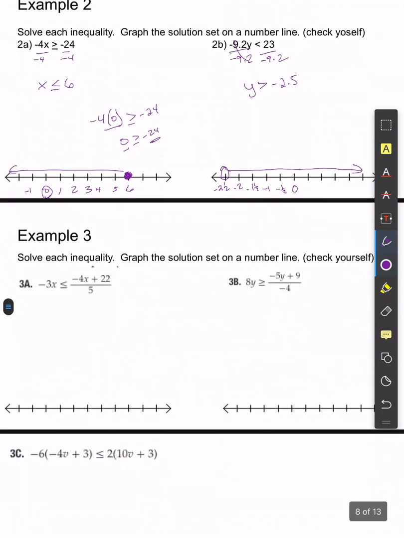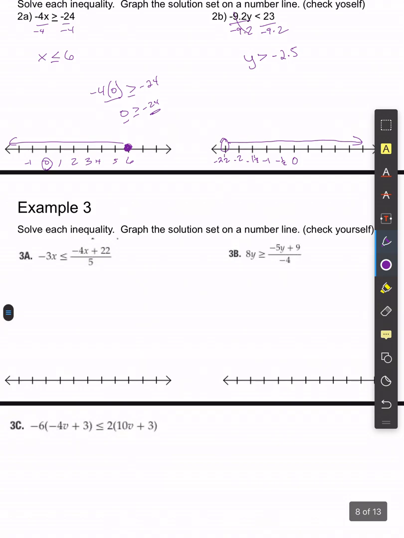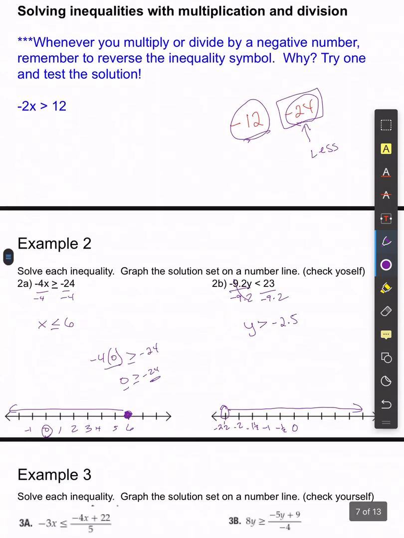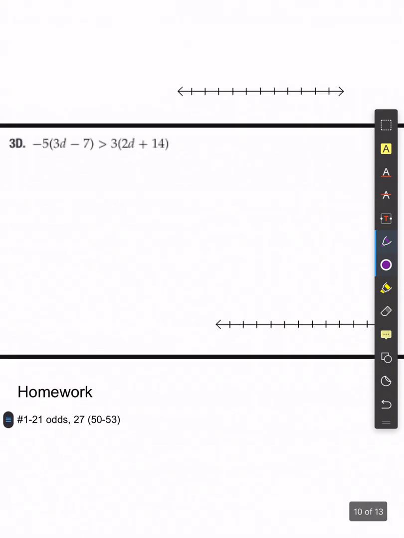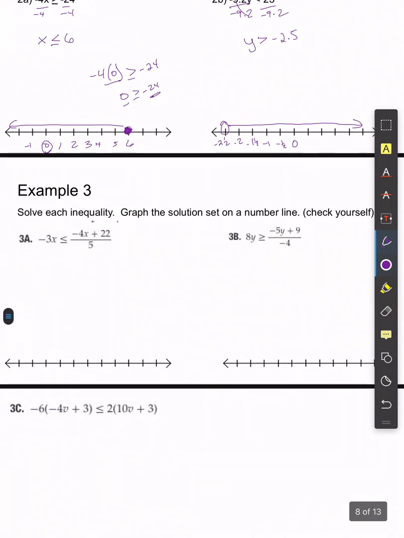So example 3 now is starting to get into the second part of our objective for the day. All of the ones up to this point have been one step. The only difference with example 3, you guys, is now we're just going to add steps. So now we might have to do some addition, subtraction, multiplication, division all in one problem. All right, so we still want to solve for x.